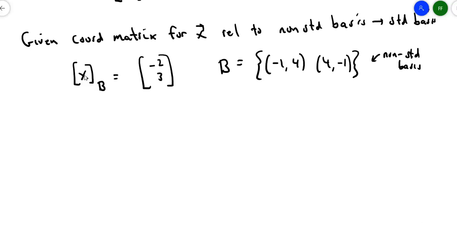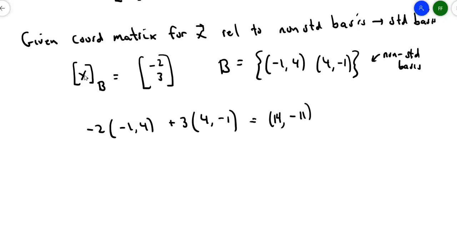Well, how do I do that? I'm looking for some coefficients. I would like to take -2 times the first element in the basis, which is (-1, 4), and then plus 3 times the second element in the basis, and see what I get. Well, that will give me a +2 plus 12 is 14, and then -8 minus 3 is -11. So the coordinates of X relative to the standard basis are 14 and -11.